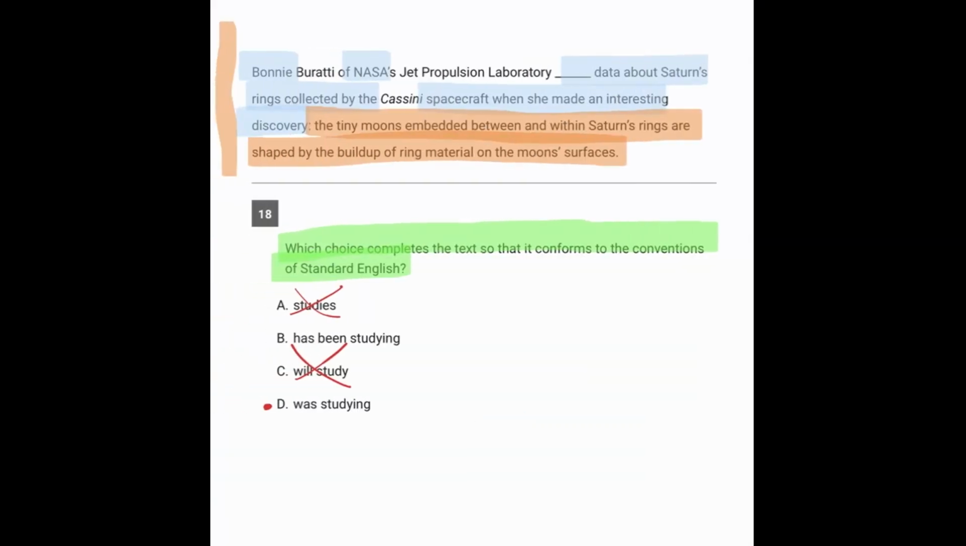So if we're here and we're judging, well, is there a reason to include that? You would ask yourself, are there two events that happened at different moments and we're hearing which one was the older of the two? That's not the case here. And is there something that started in the past and is still going on? That's not the way it's being discovered. We're just hearing about something that happened. This person was studying when she made an interesting discovery. So the answer here is D.